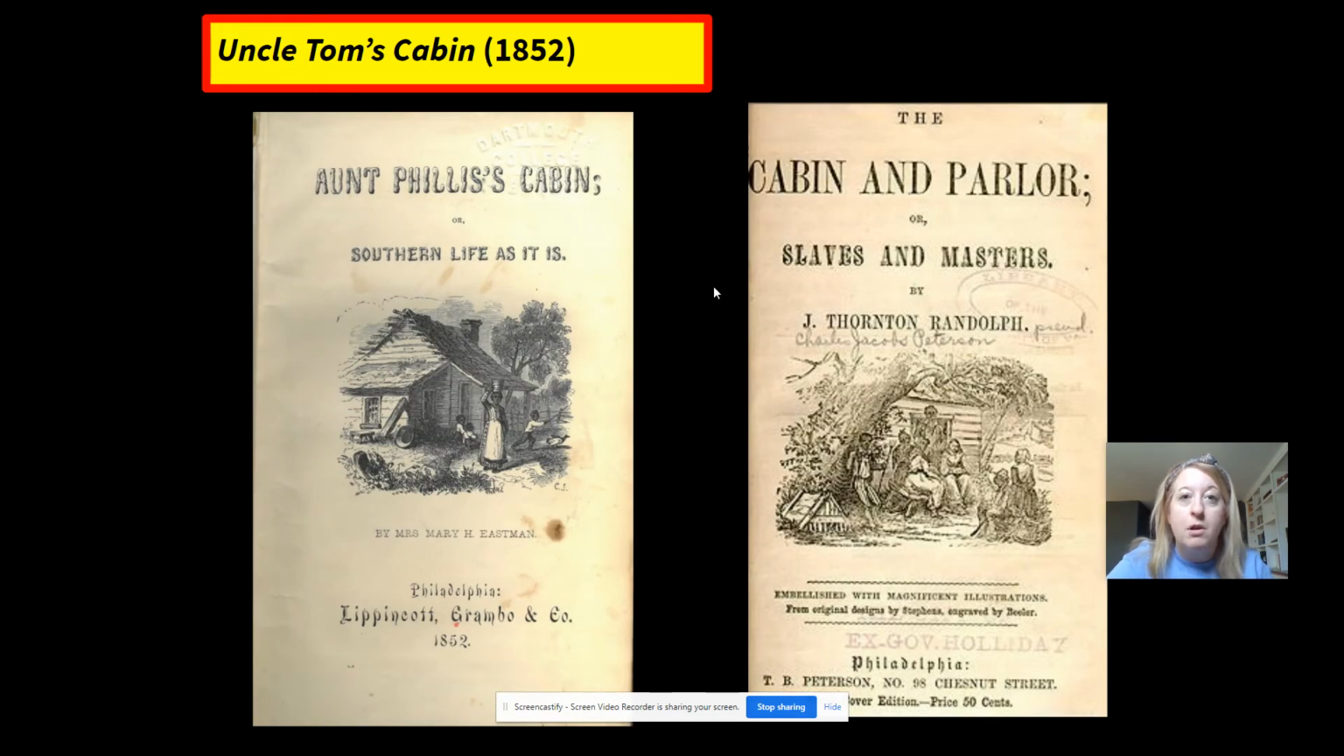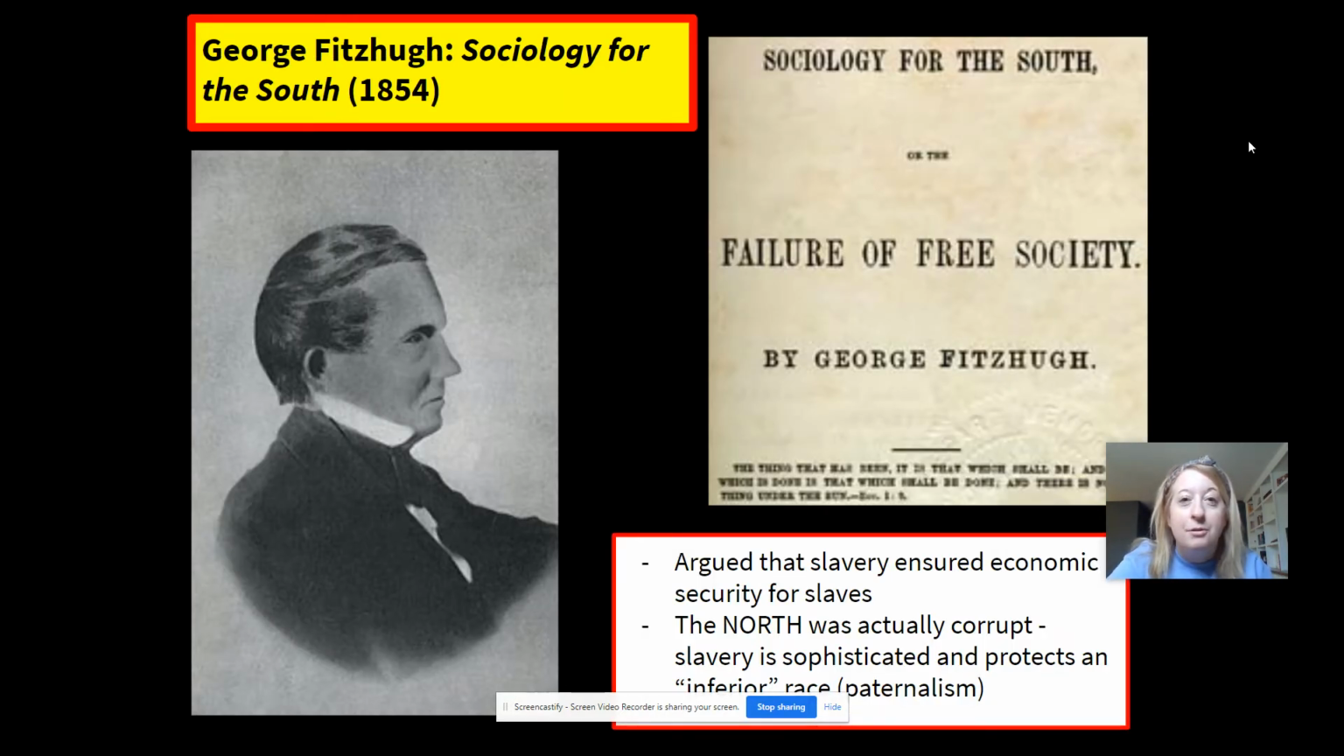Many Southern books were published in response to Uncle Tom's Cabin. You see here Aunt Phyllis's Cabin, or The Cabin and Parlor, or Slaves and Masters. So those were meant as kind of almost rebuttals to Uncle Tom's Cabin. Another important piece of literature is Sociology for the South by George Fitzhugh. And this was published in 1854, and this is quite different than Uncle Tom's Cabin.